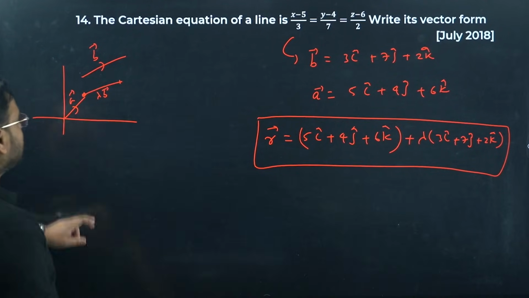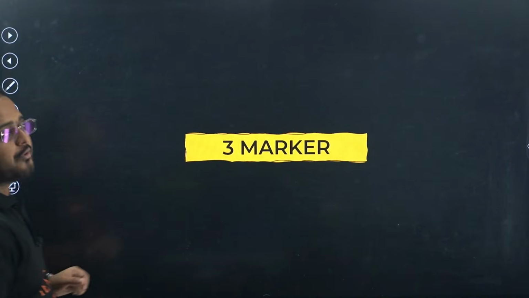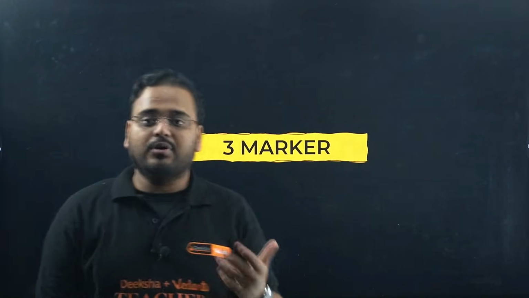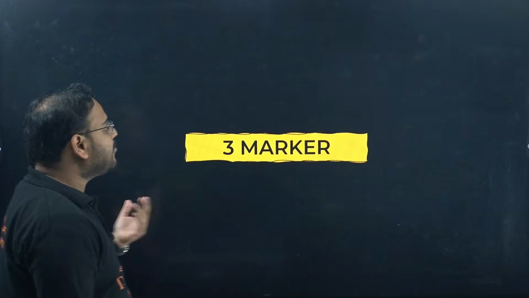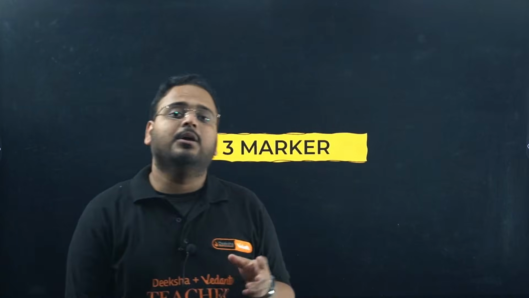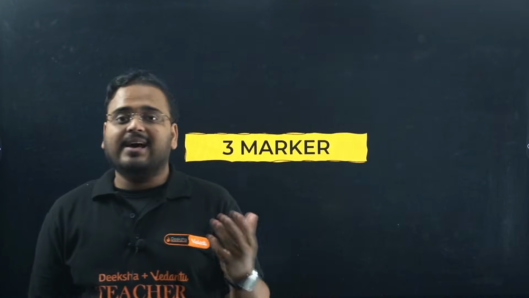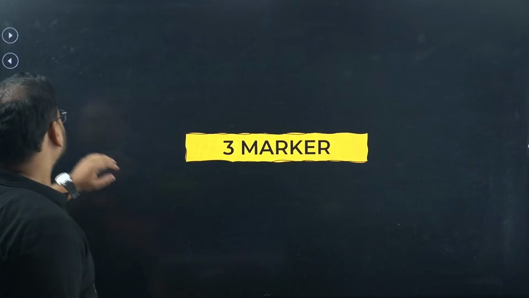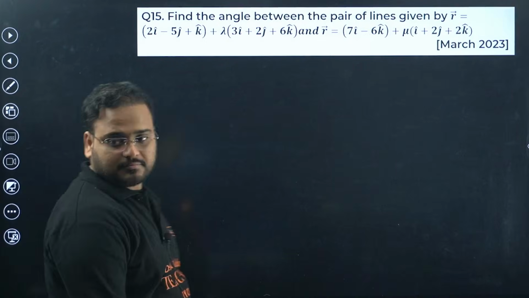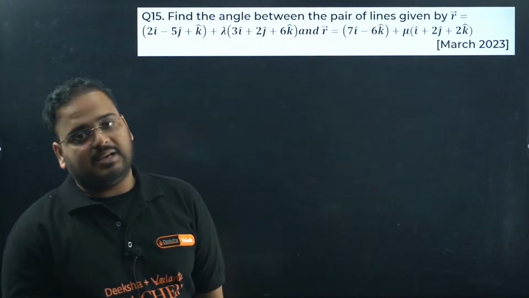Okay, superb. Next, now we are moving to the 3-mark category. So what happens in the 3-marker? Similar concept. Basically over here you'll have derivations applicable, and you might have questions on shortest distance and so on. We'll see that, no problem. Now, angle between questions also come.